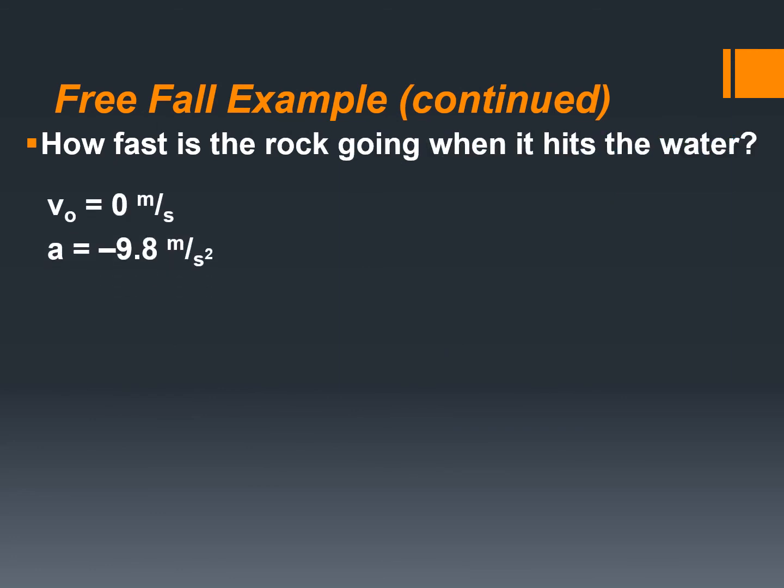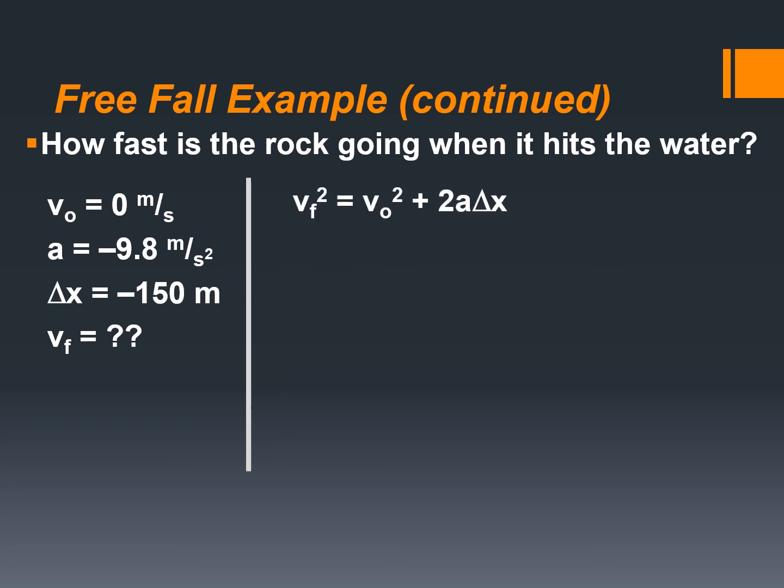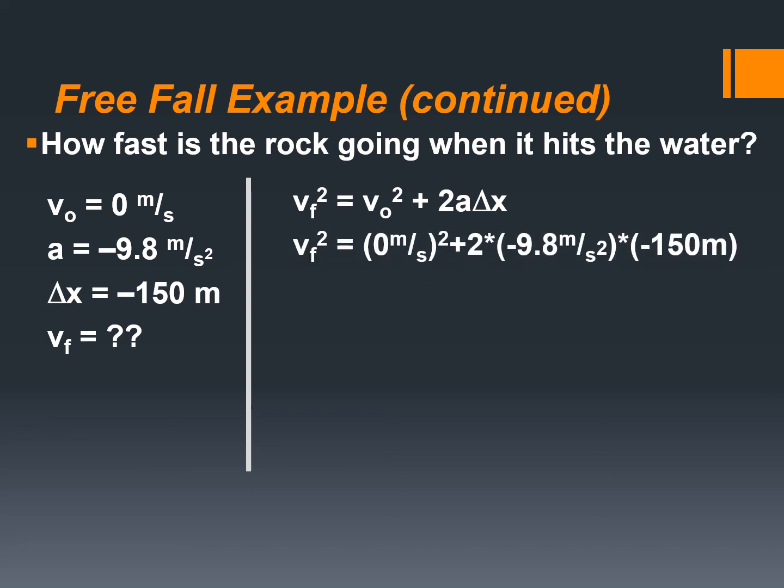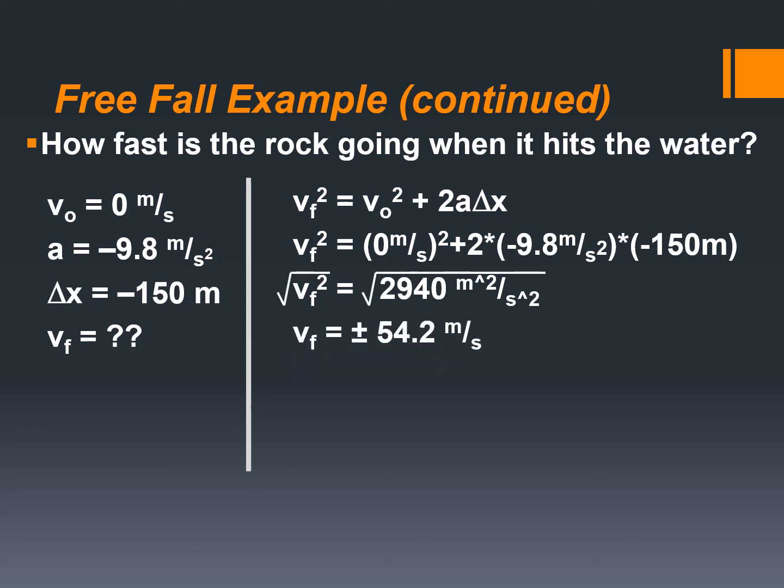Same problem, but now we want to know how fast it's going to be moving when it hits the water. Notice we have the initial velocity, acceleration, displacement, and we're looking for the final velocity. The equation we're going to use is final velocity squared equals initial velocity squared plus 2 times acceleration times displacement. Plug in the information that we know. We got 0 squared, and that's going to be added to 2 times negative 9.8 times negative 150. We get final velocity squared is going to be equal to 2940 meters squared per second squared. Then we square root both sides. And again, we get two answers, negative 54.2 and positive 54.2 meters per second.